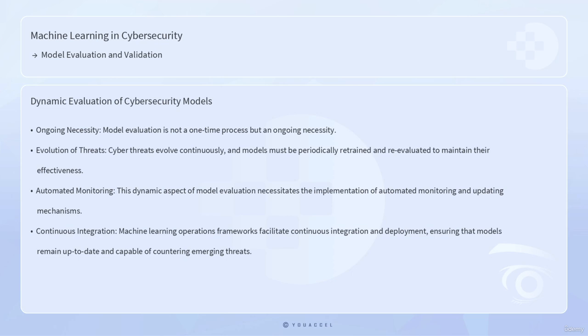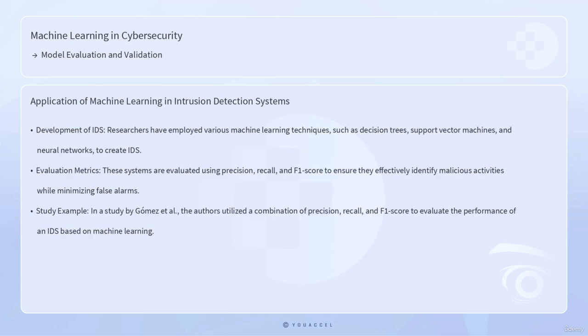A pertinent example of the application of these principles is in the development of intrusion detection systems. Researchers have employed various machine learning techniques, such as decision trees, support vector machines, and neural networks, to create IDS. These systems are evaluated using the metrics discussed above to ensure they effectively identify malicious activities while minimizing false alarms. For instance, in a study by Gomez et al., the authors utilized a combination of precision, recall, and F1 score to evaluate the performance of an IDS based on machine learning, demonstrating the importance of a multifaceted approach to model evaluation in cybersecurity.